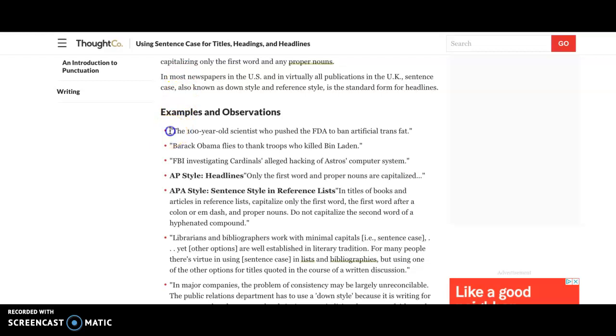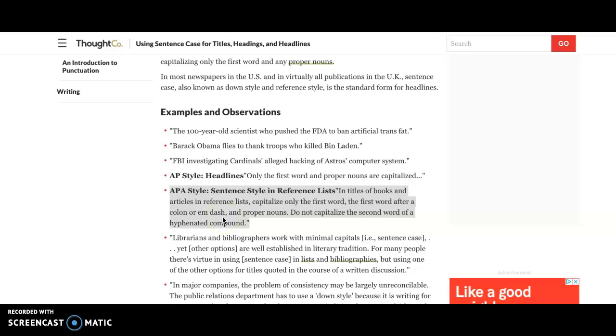So sentence case means that the title will actually be capitalized just like a sentence would be. And you all know that in a sentence, you capitalize the first letter of the first word and then any other proper nouns, but otherwise, all of the letters are lowercase.